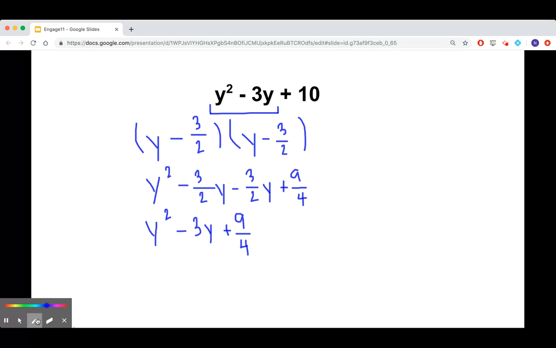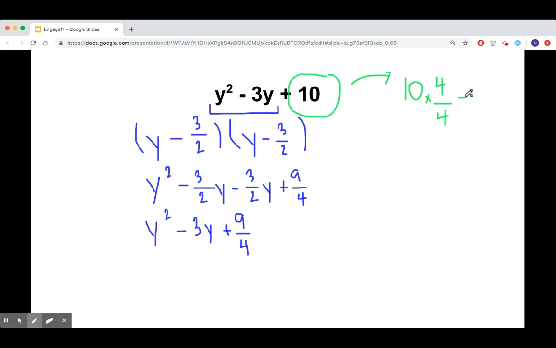So I'm going to go ahead and quickly take my whole number 10 and convert it into fourths. And I'm just going to do that by multiplying times 4 over 4, which is, of course, the same thing as 1, making 10 equivalent to 40 over 4.